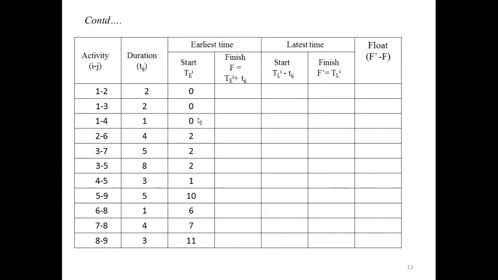Then next you have to fill the latest finish time. You have to enter this column with respect to the ending node. For activities 1-2, the ending node is 2, corresponding to node 2, in the triangular value you have 7, here you write 7. For 3 you have 2, for 4 you have 7, for 6 you have 11, for 7 you have 8, for 5 you have 10, similarly for other activities.